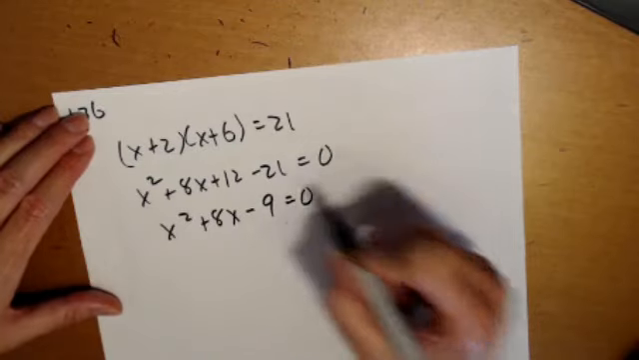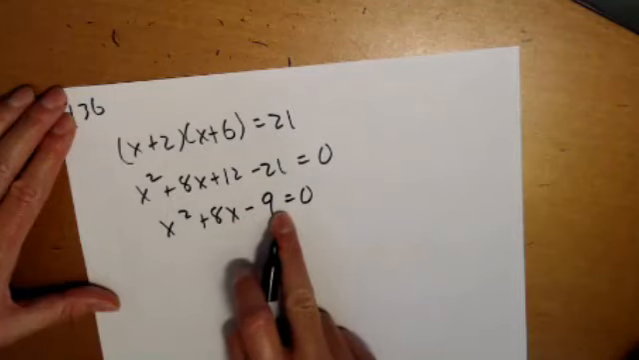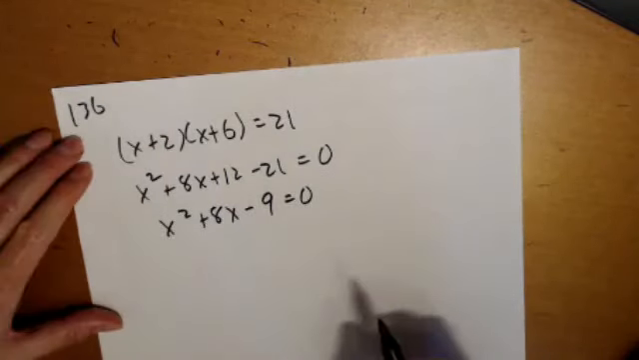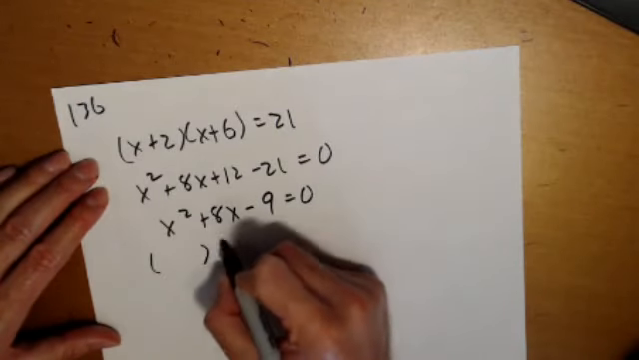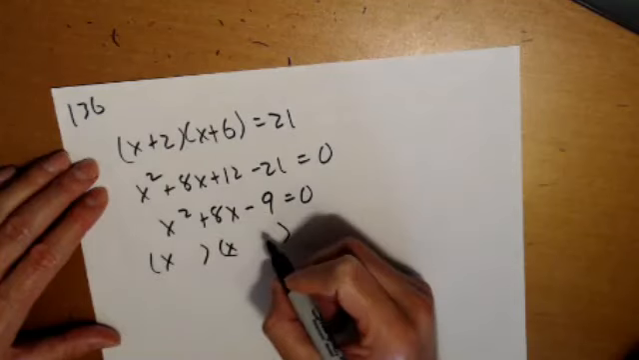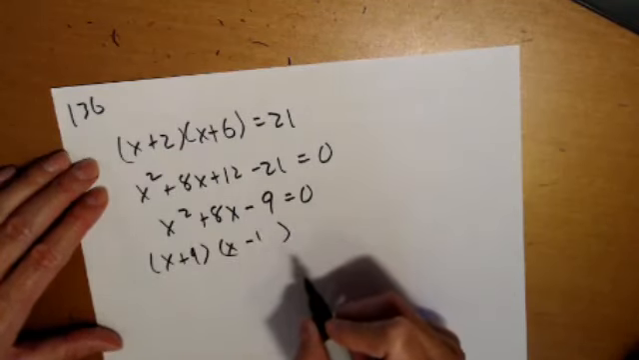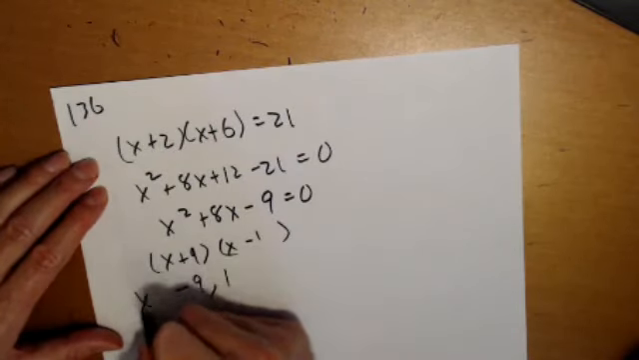Okay, now you might be able to just factor that in your head, right? So sometimes you go, oh, I can just factor that in my head and get the answer. Let me just do that really quickly and show you that if you can factor something, it's faster. X plus 9, x minus 1. Multiply that, add that. So I get an answer of negative 9 and 1.